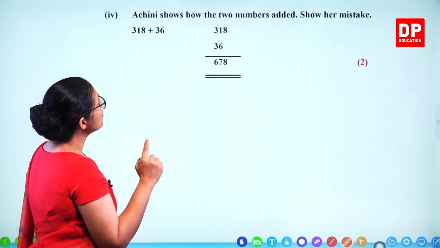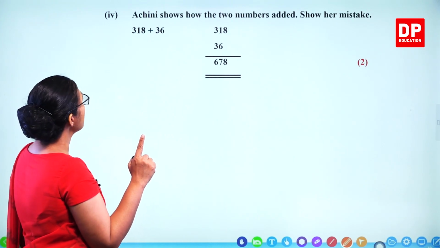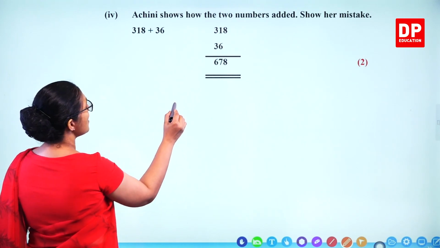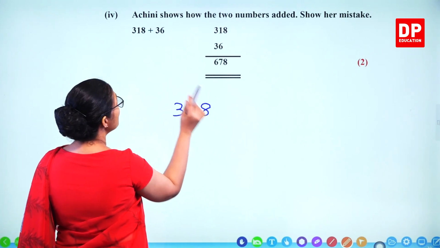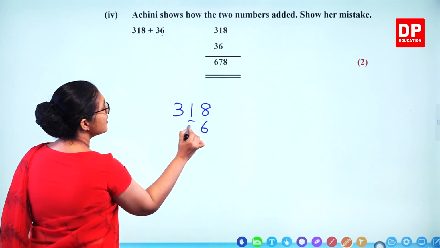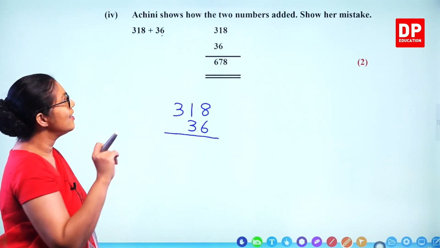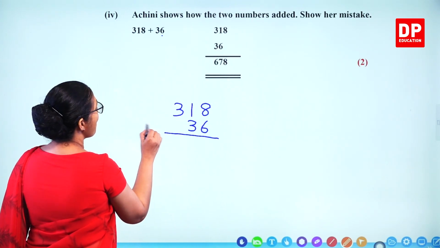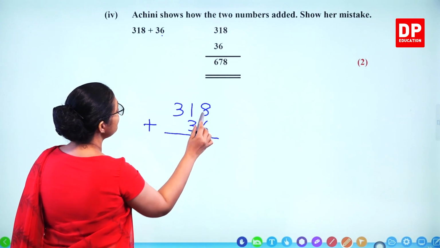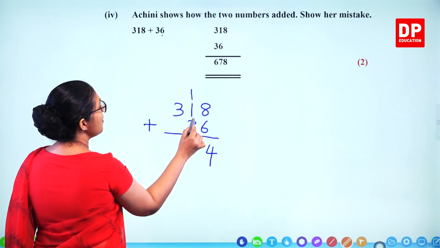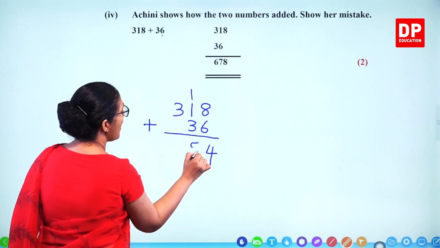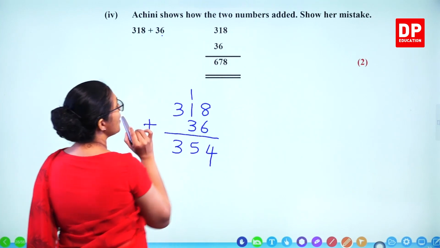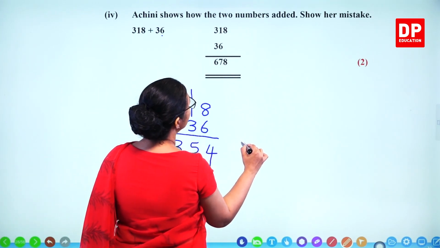Part 4 actually shows how the two numbers added. Show her mistake. So we have to add 318 and 36. So what's the mistake she has done? When you are adding, you have to write down this is units place. 36 should be here, not in the tens place. 6 is not in the tens place. So what's the answer? 14 and 1 remaining. 3 plus 1, 4. 4 plus 1, 5. So 354 is the answer, not this one. So this is the correct one.